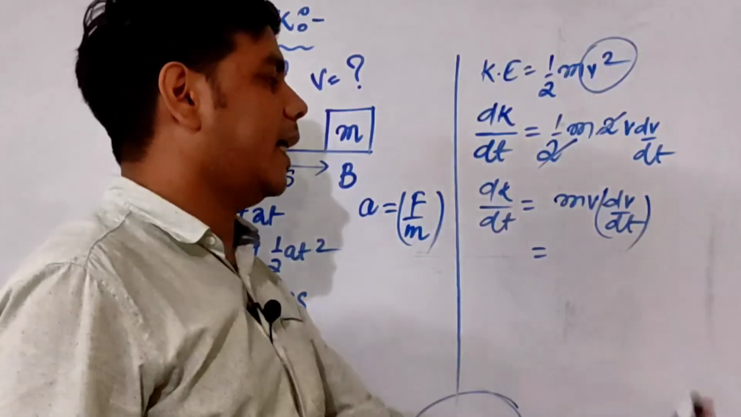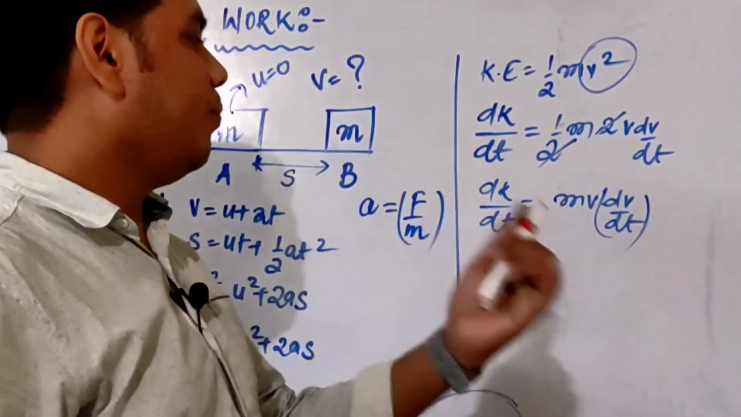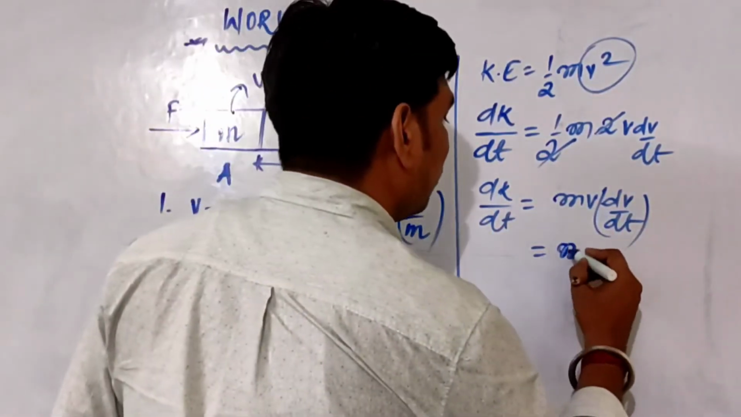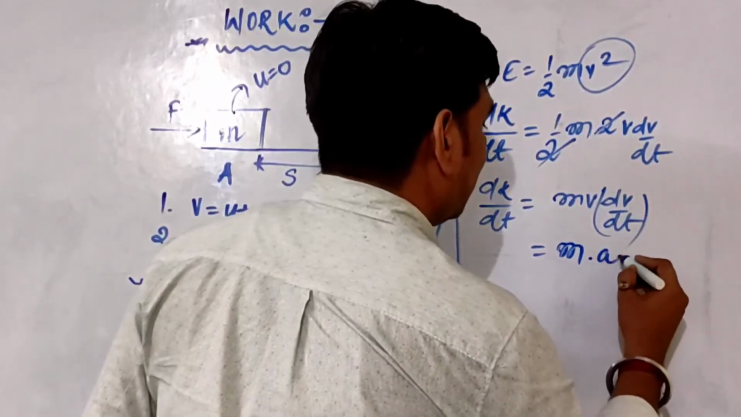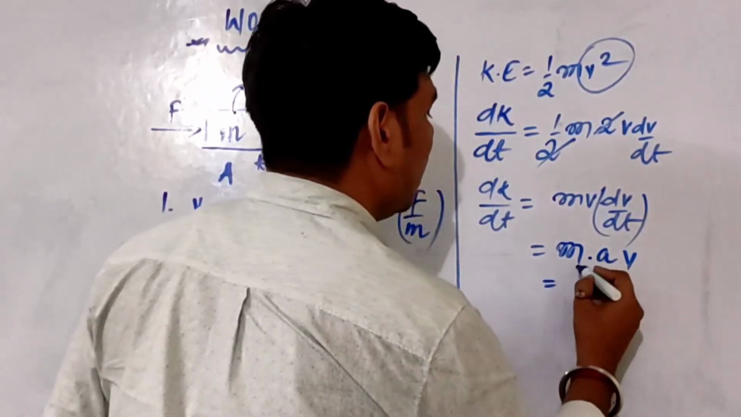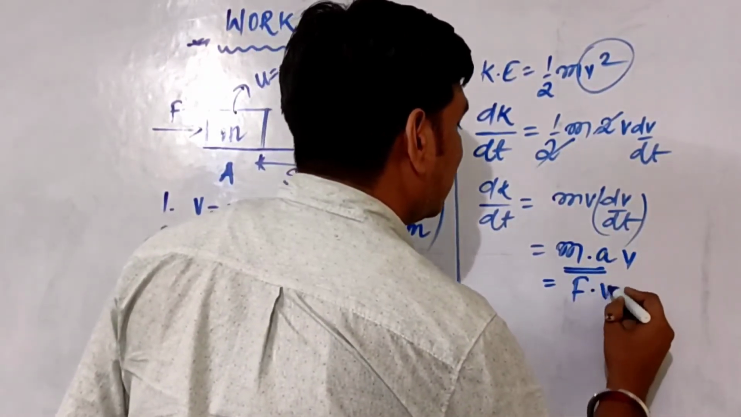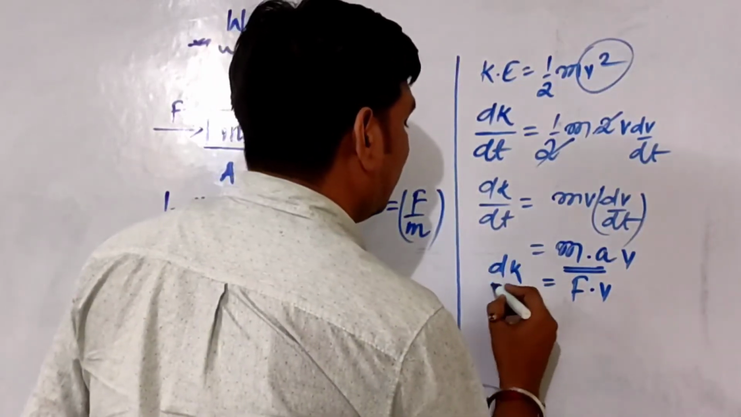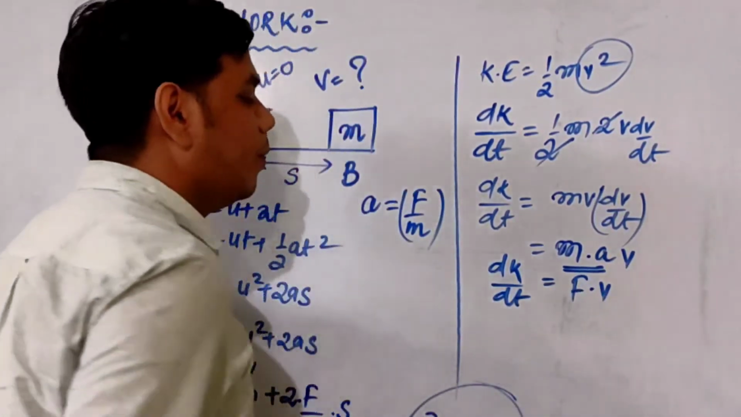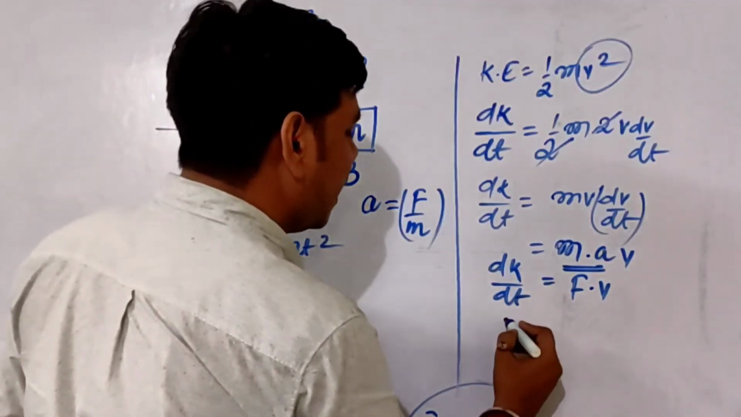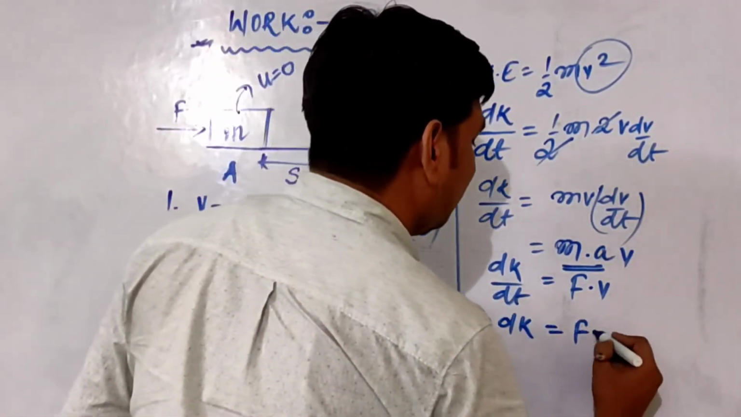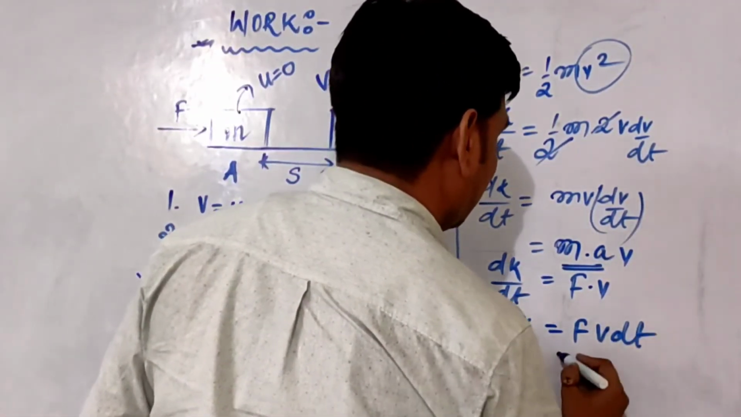As we already know, acceleration means the rate of change of velocity with respect to time. So m into a is force, and this is velocity. So dK upon dt comes to be F dot v, or you can also write it like this: dK is equal to F dot v dt, right?